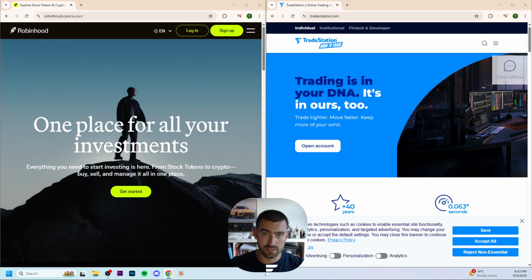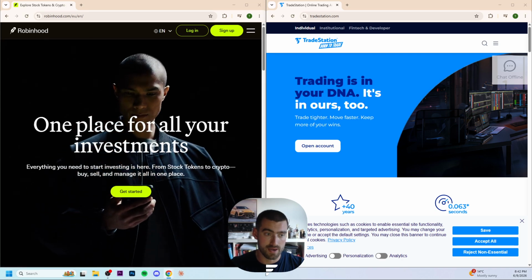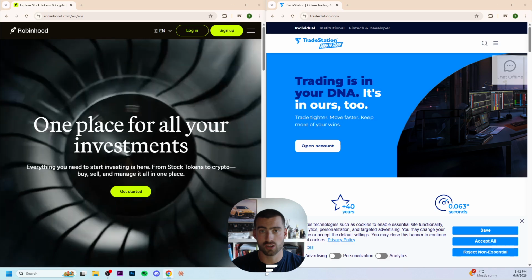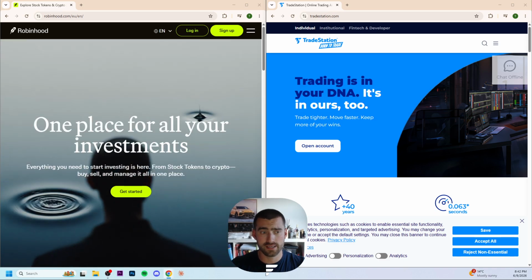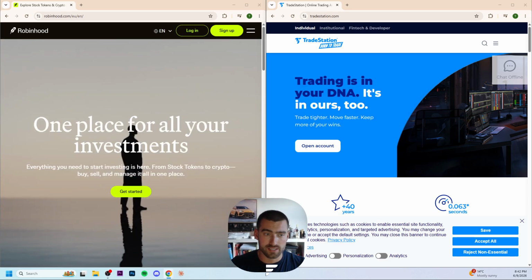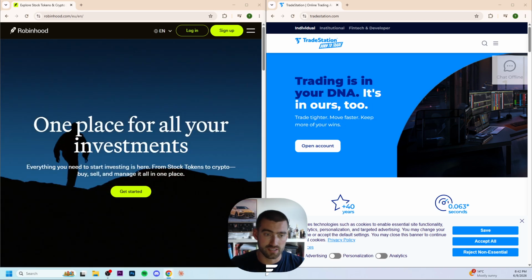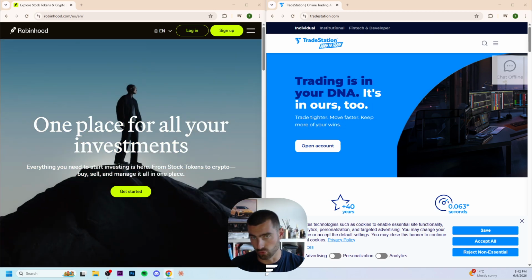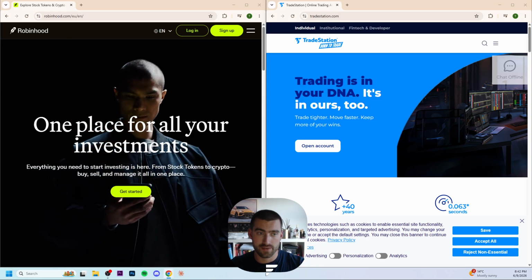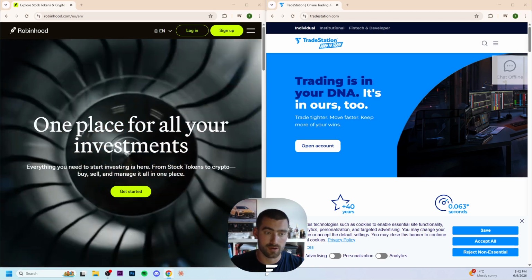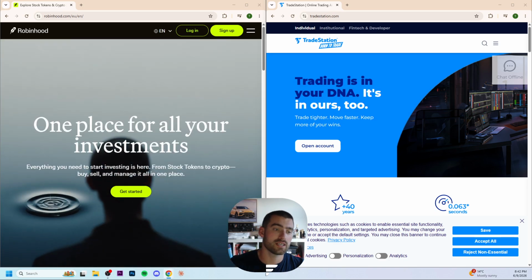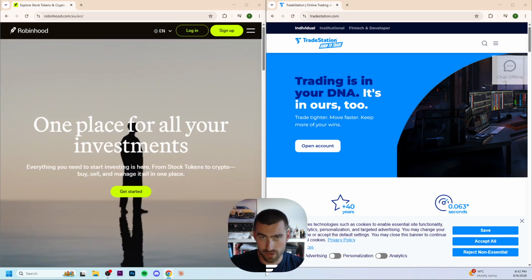If you look to the trading tools, Robinhood has a basic chart and trading tool, so it's very beginner friendly. And right here, TradeStation has an advanced charting, scanners and automation tool. If you look to the interface, Robinhood is extremely simple and beginner friendly, and TradeStation is professional and feature rich.